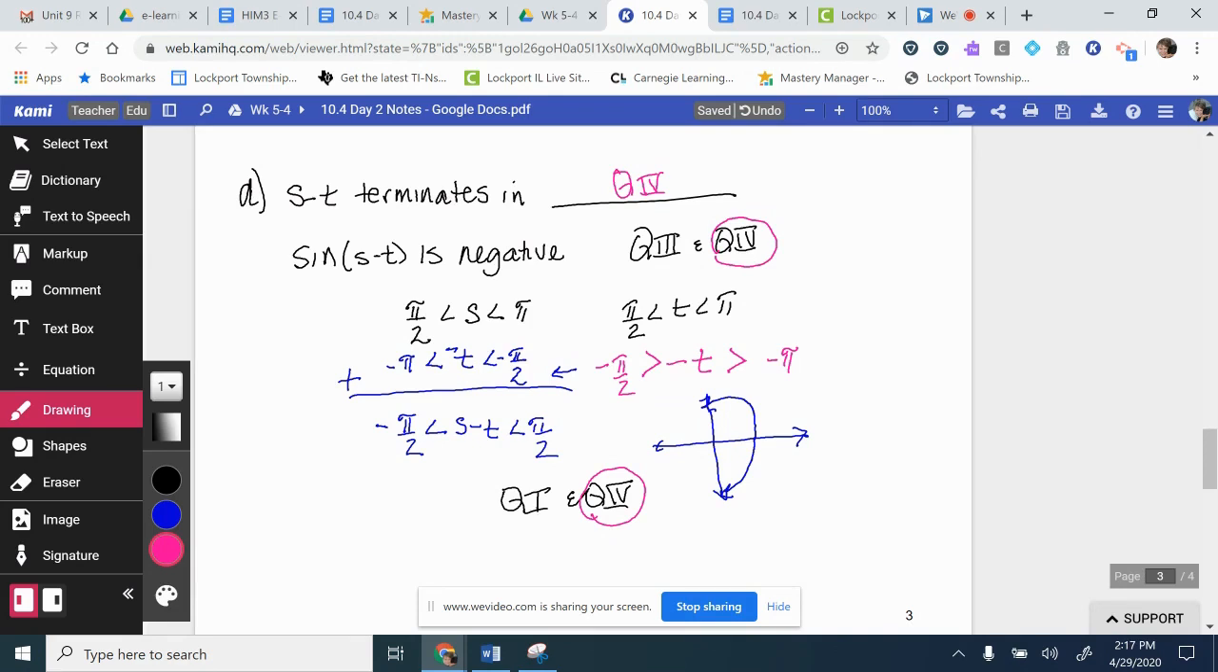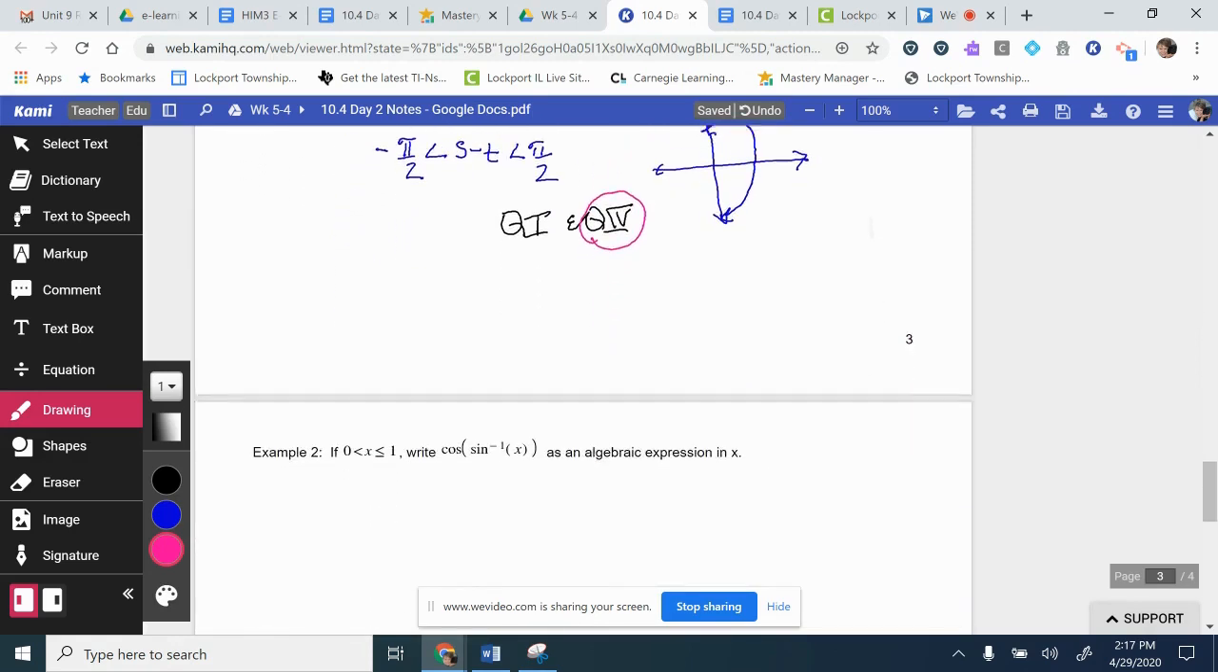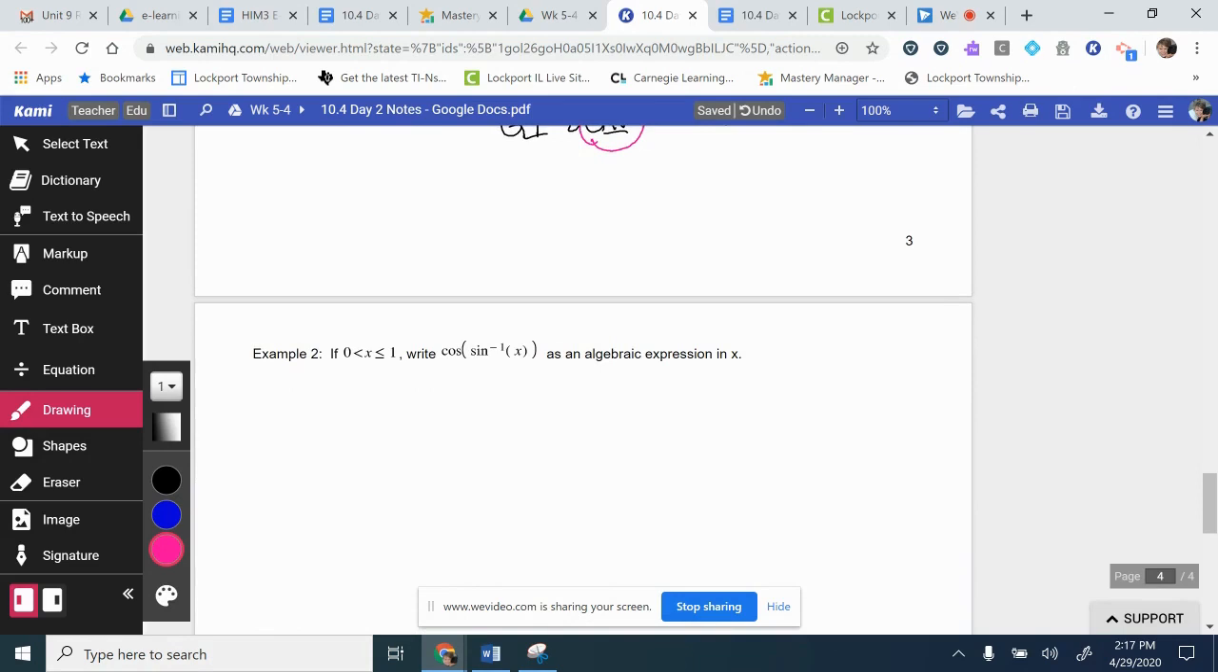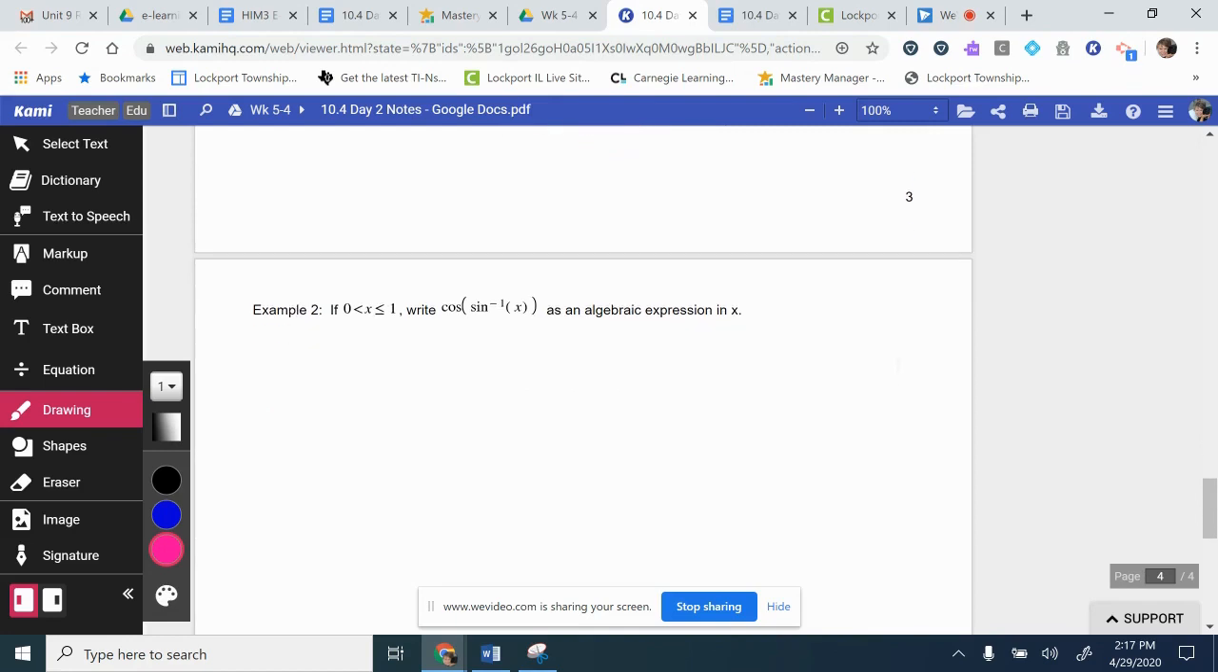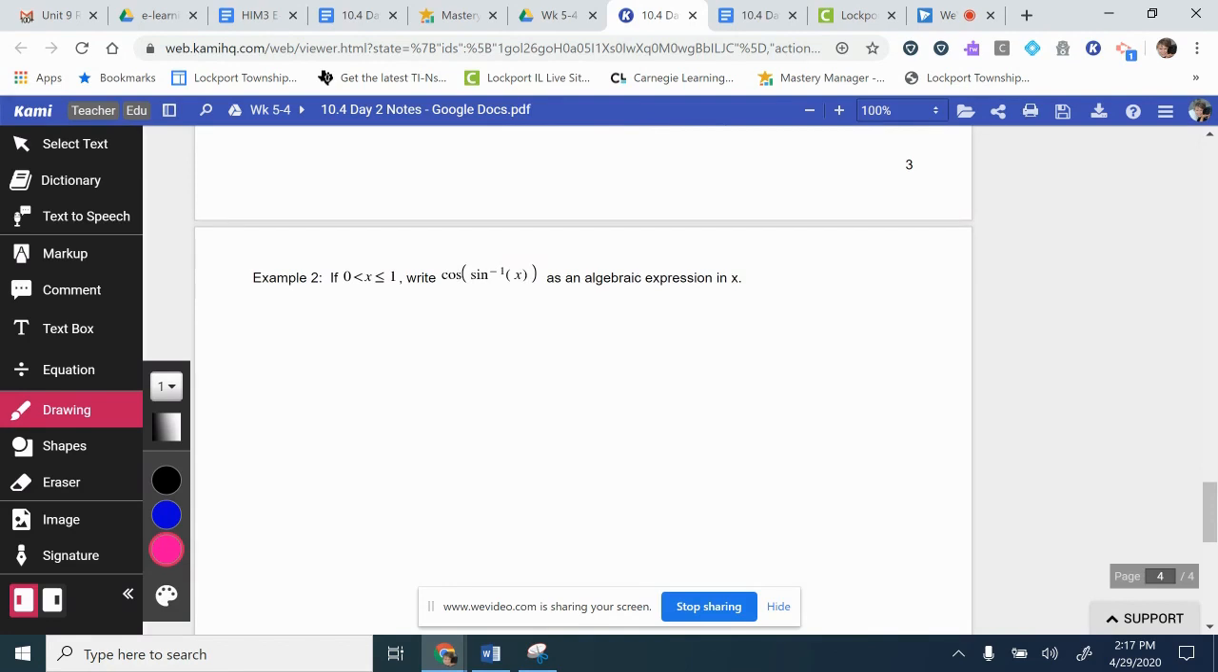I have one more thing that I would like us to look at. They're going to say if x is in between 0 and 1, greater than 0, less than or equal to 1, we want to write the cosine of the arcsine of x as an algebraic expression in x. So I need to have cosine of the arcsine of x equal to, and on the other side, I've got to have x's only. That's what that means.